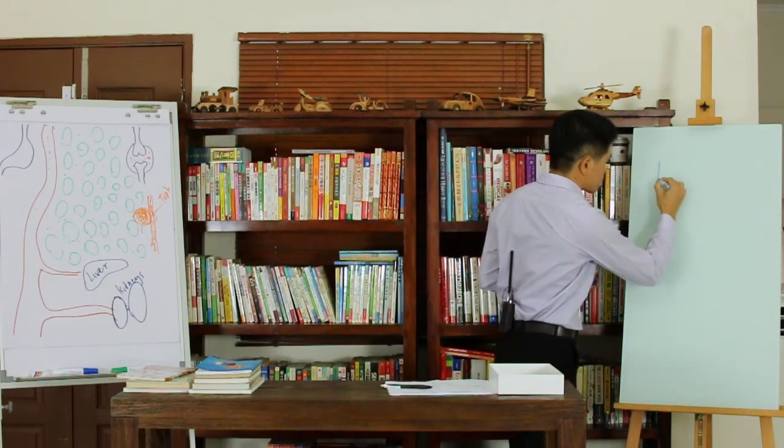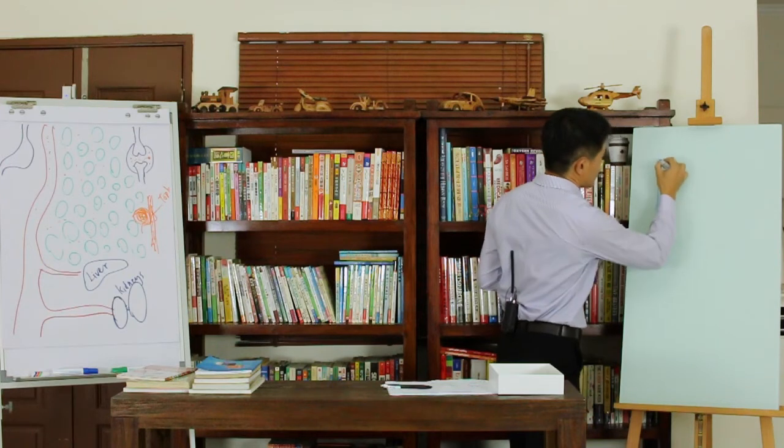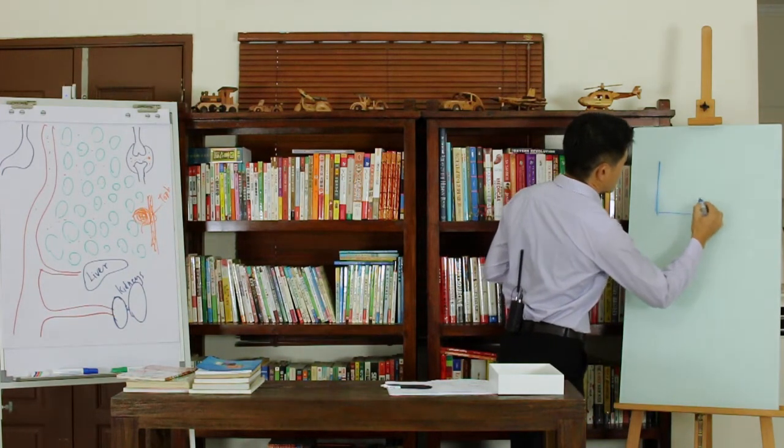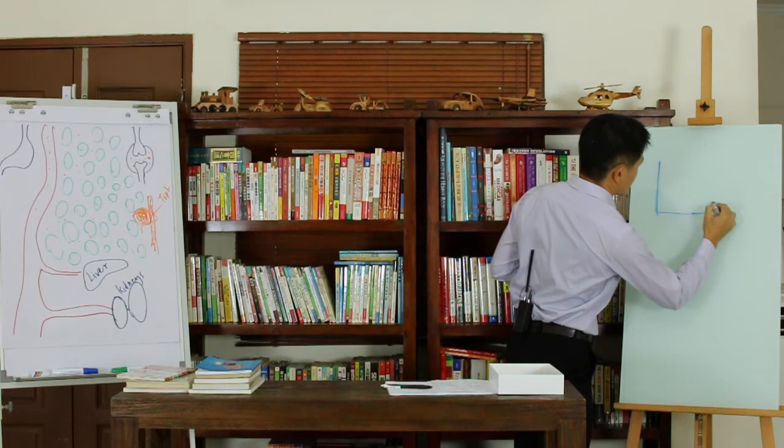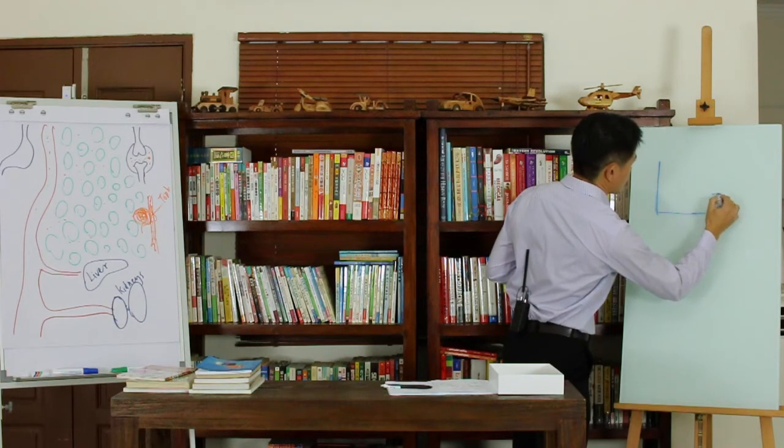I hope you can see. Imagine this is your uric acid tank. There are two major outputs.